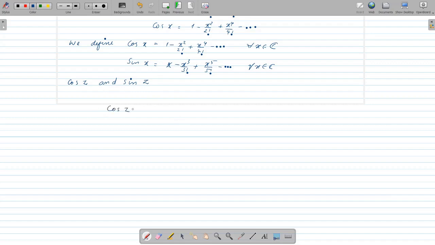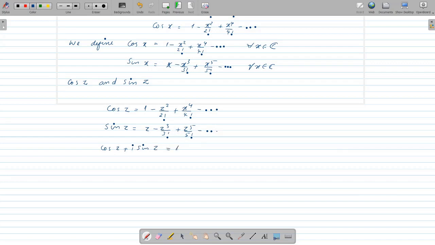Cos z equals 1 minus z squared by 2 factorial plus z raised to 4 by 4 factorial minus etc., and sin z equals z minus z cubed by 3 factorial plus z raised to 5 by 5 factorial minus etc. So when you evaluate cos z plus i sin z for a complex number z, still you have the sum of these two.